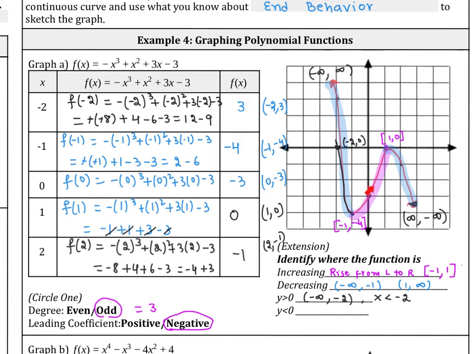From this point to this point, the graph is less than 0. The y is less than 0 from -2 to 1. So from -2 to 1 is less than 0. And again from 1 to infinity. From here all the way is going down and down and down on the right side. So 1 through infinity is also y is less than 0.